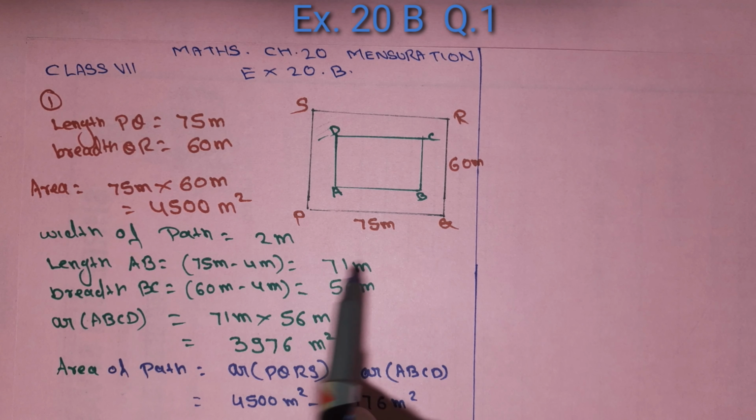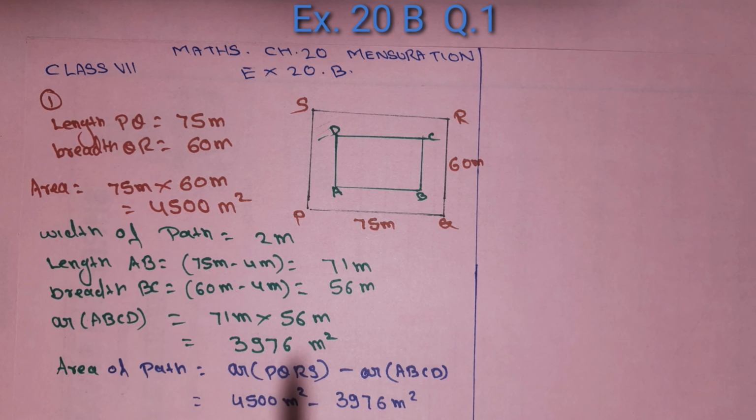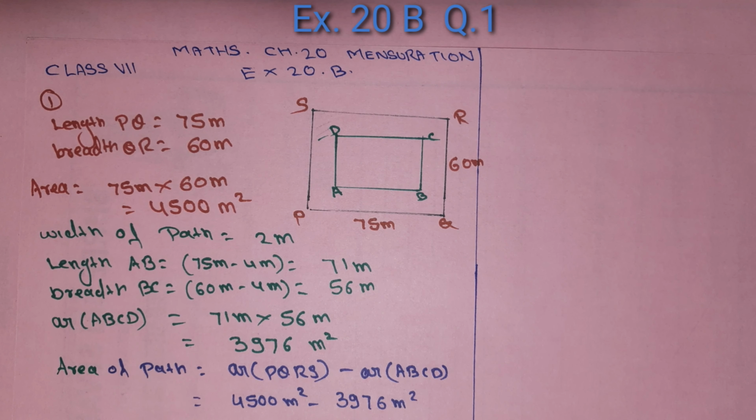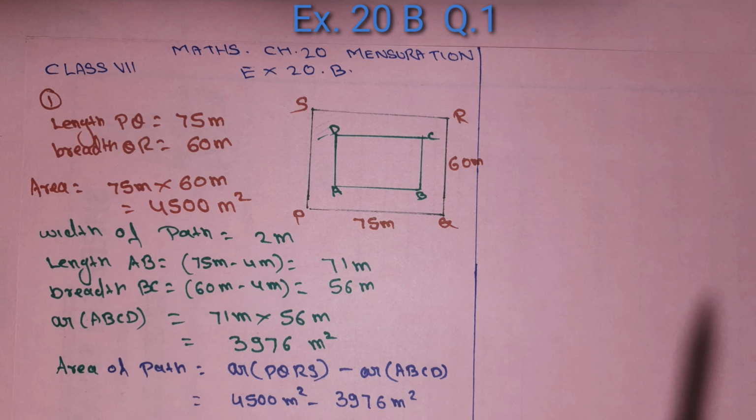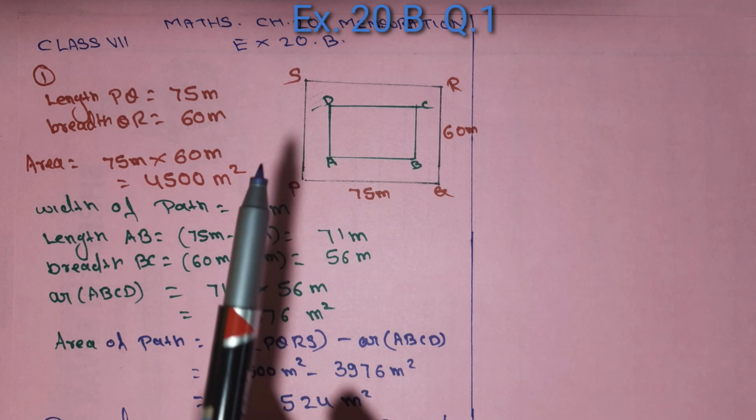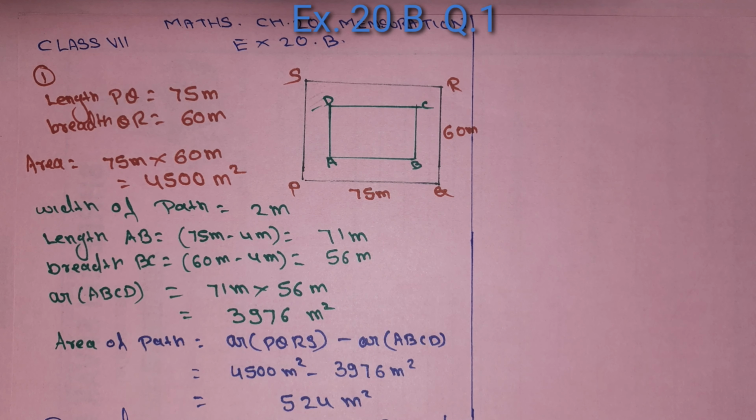You have to find out the area of the bigger rectangle, then find out the area of the inner rectangle. You have to subtract both areas, and whatever the cost is, multiply it with the rupees, and you will get the final answer, isn't it? Only you have to think whether the path is inside the rectangle or outside the rectangle.